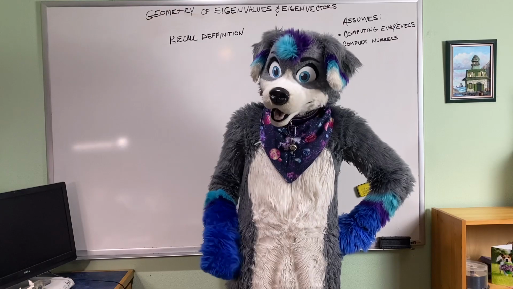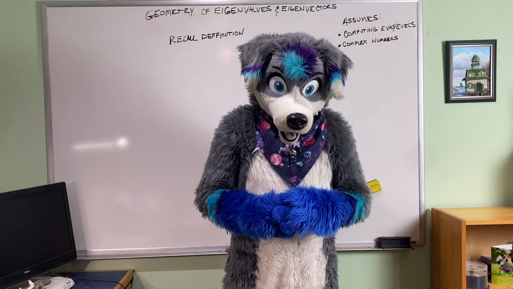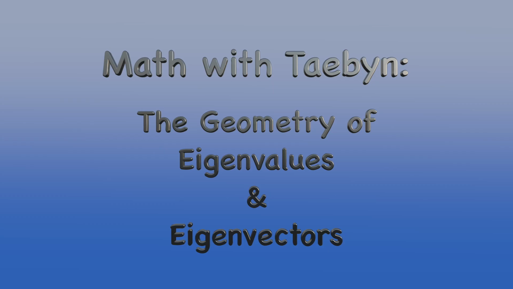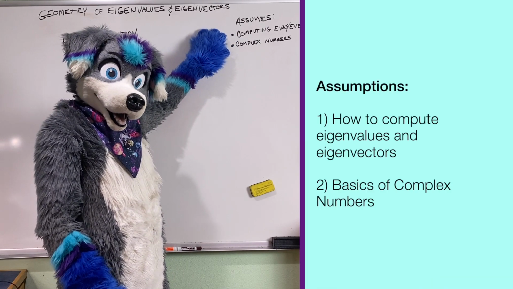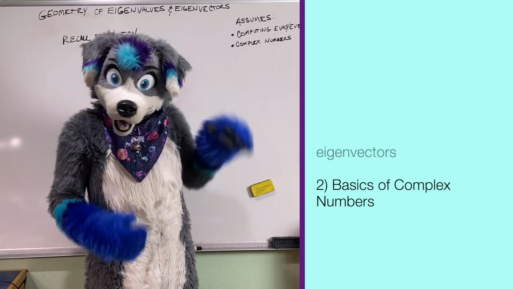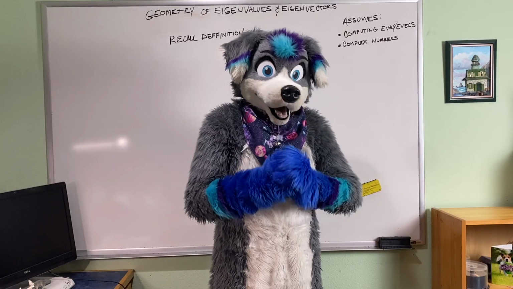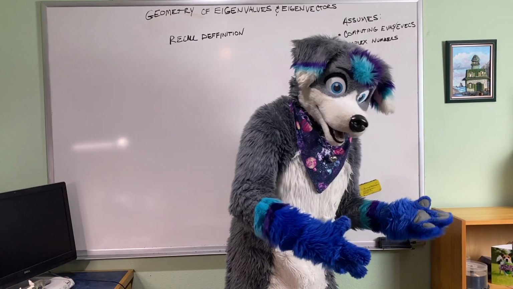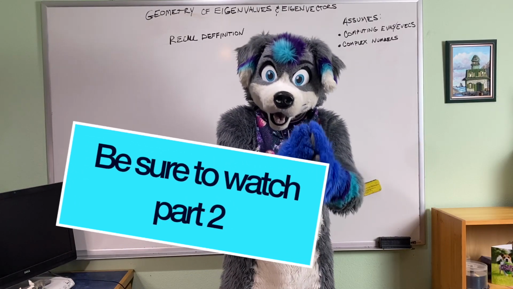This particular episode, I want to talk about eigenvalues and eigenvectors in linear algebra, and in particular, the geometry of what's going on. I'm going to assume you know how to compute eigenvalues and eigenvectors and basics of complex numbers. A lot of people can just compute them, but I don't know if a lot of people really understand what's happening geometrically. And it can be very useful to understand what's happening geometrically because it can help you actually do computations without doing the computations, if that makes any sense. I'm going to have an example of that in part 2.